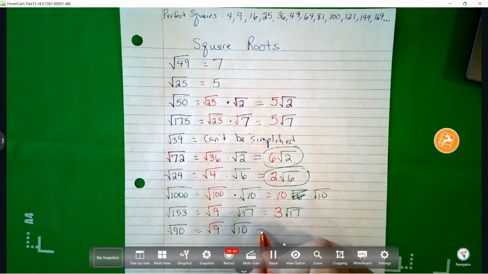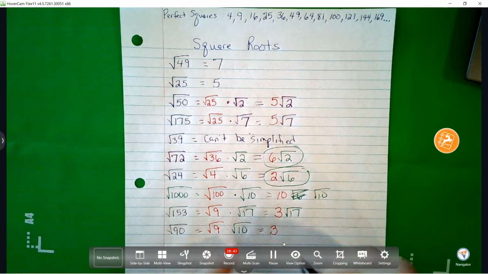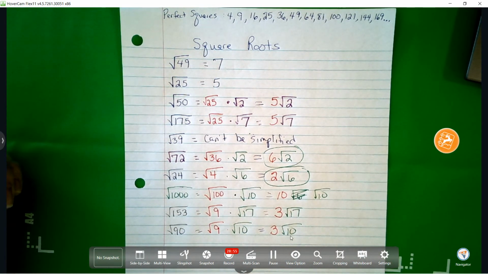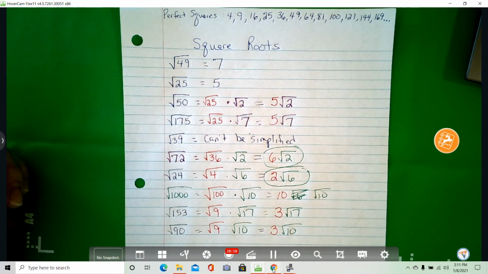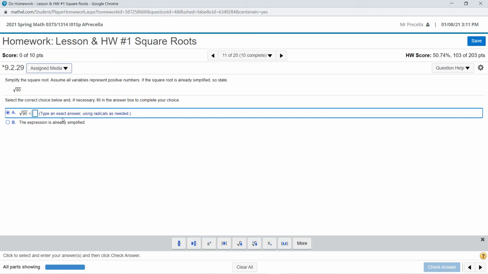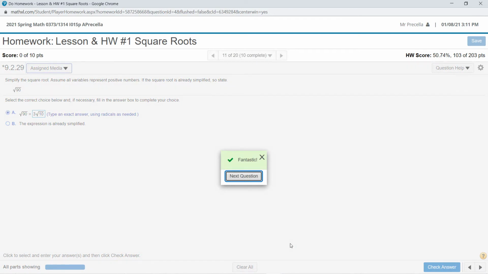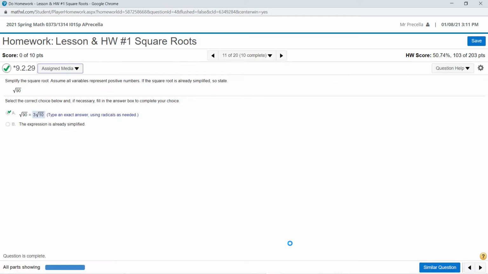So the red 9, square root of 9, we can replace with just a red 3. And the square root of 10 stays under the square root symbol. Okay. So 3 square root of 10 is the answer that I'm going to plug in here. 3 square root of 10. Okay. So that's how we simplify square roots that aren't perfect squares.